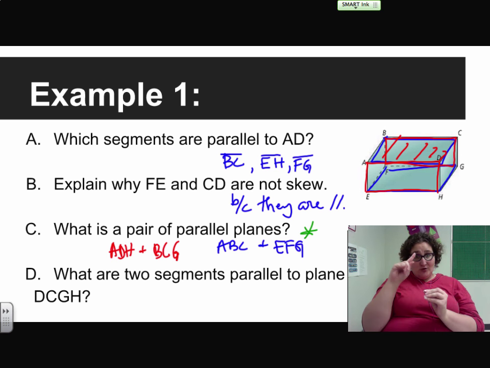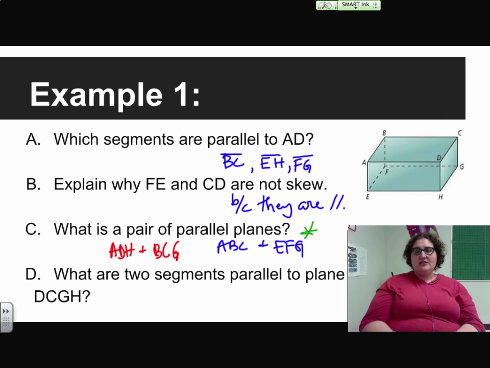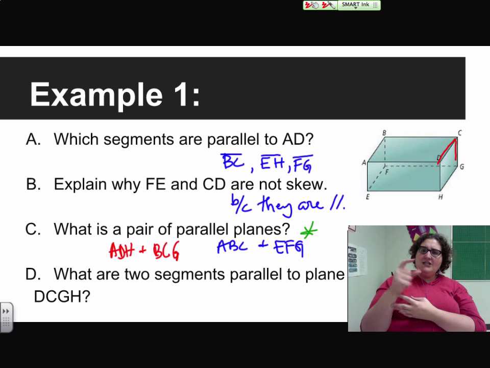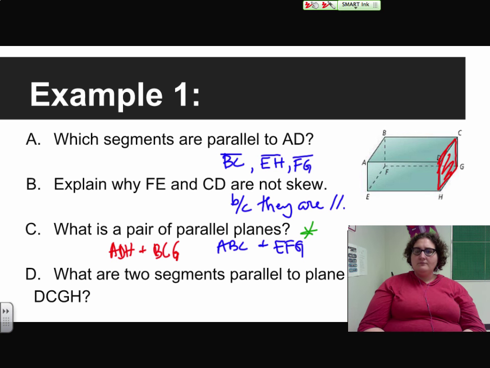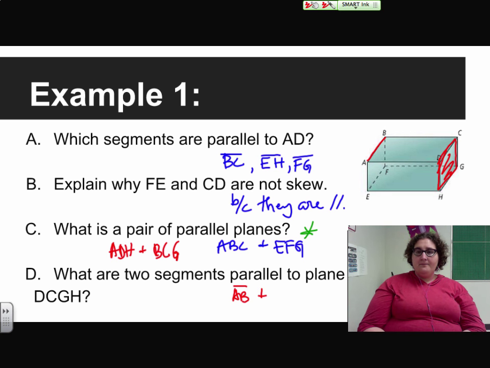Okay, and then the last one says, what are two segments that are parallel to plane DCGH? So first we have to find the plane that they're talking about. Plane DCGH. So we have this side. They want two segments that are parallel to this plane. So if they're parallel to the plane, AB would be one, or we could have EF. That could also be another segment that's parallel to that plane.